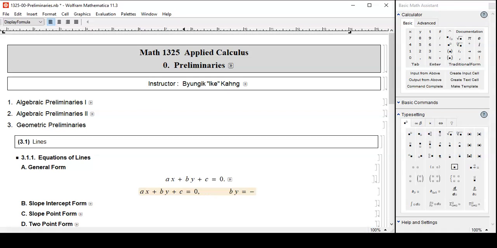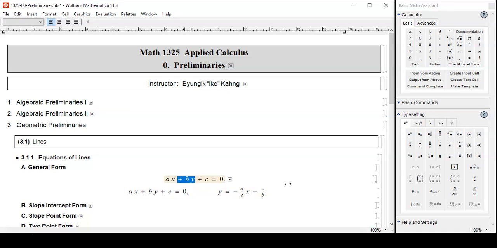by is negative ax minus c, like this, after flipping this ax to the other side and also c to the other side, and then divide by b. Yes, we can do that because we assume b is non-zero, remember? If b is 0, then of course I cannot divide by b. But then again, if b is 0, then this is 0y, so there's no y term, so there's no need to solve for y at all.